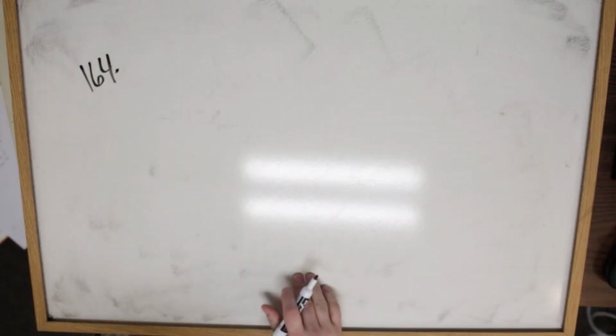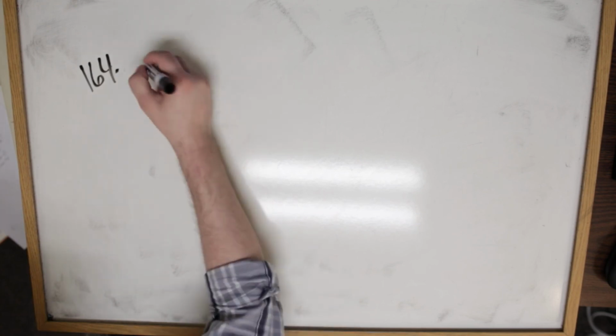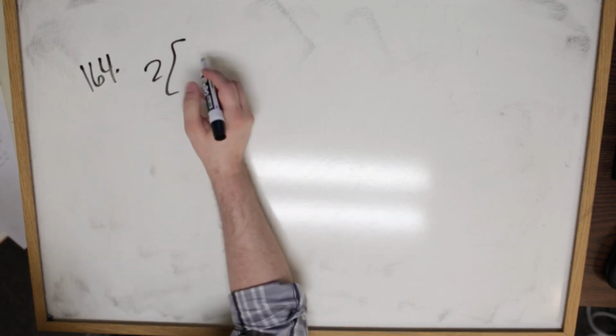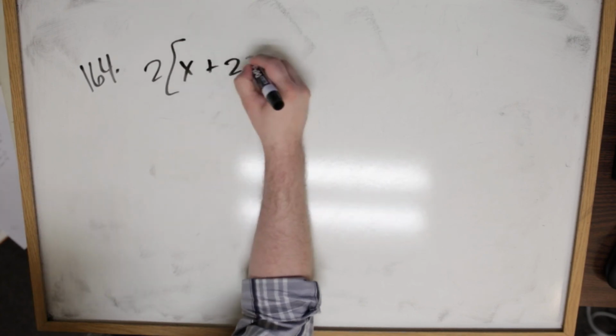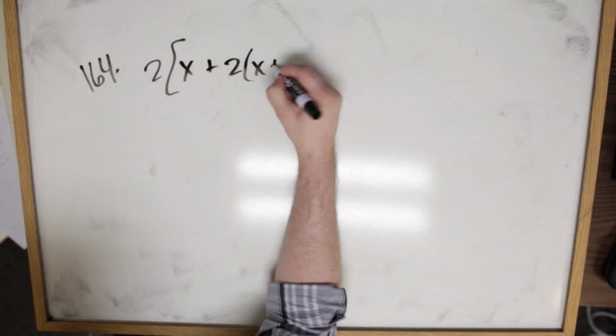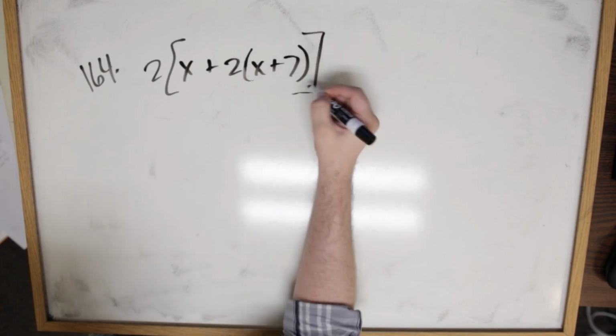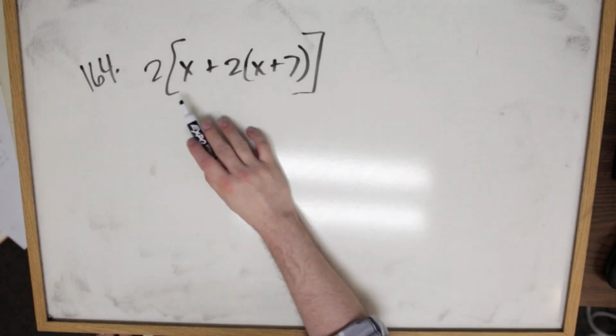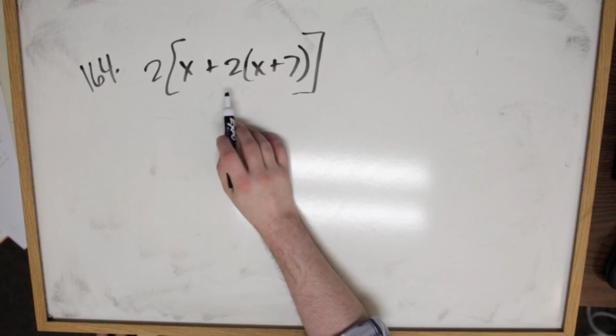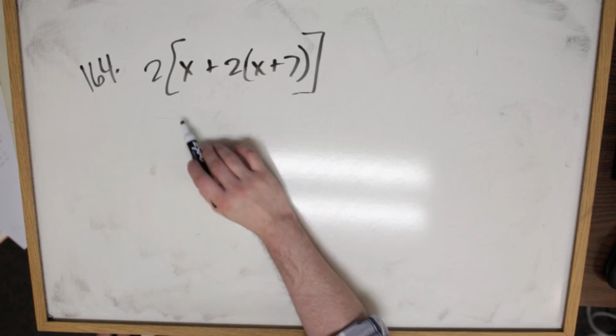Number 164. Oh boy, we've got a few different distributive properties working here. So how do we do one of these? These ones are always out to get you, but we just have to outsmart it. So when you have multiple distributive properties that need to be done, you start from the inside and you work your way to the outside.